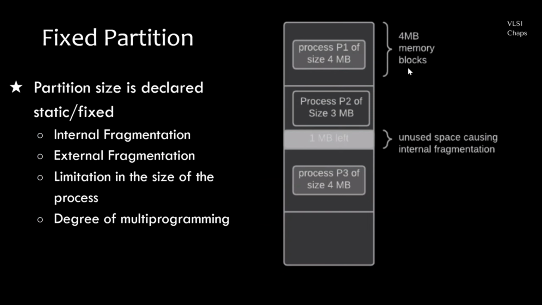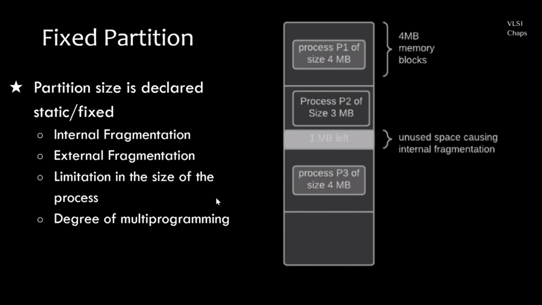Also, there are chances that the process size will be less than the allocated memory block. Here in the second block, we can see that the size of the process is 3 MB. So we have 1 MB left. Now this 1 MB is not used unless we have a process waiting outside whose size is 1 MB. So this portion of the block will be useless.